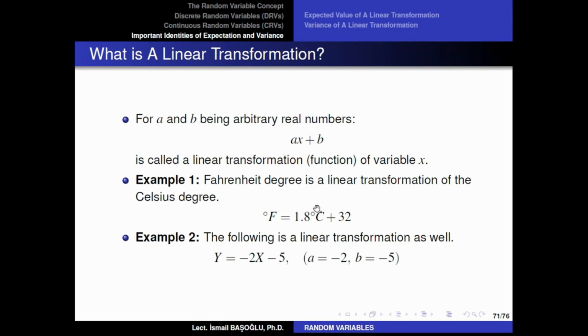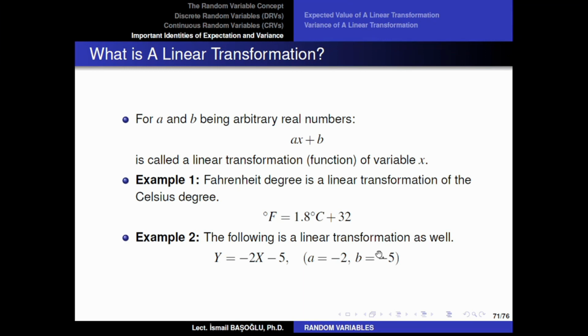Now, here's a linear transformation. If you measure the temperature with a Celsius degree, you can also convert it to a Fahrenheit degree. How? By multiplying the Celsius degree with 1.8 and adding 32. So what you are doing is actually you are scaling the Celsius degree with 1.8 and shifting it further with 32.